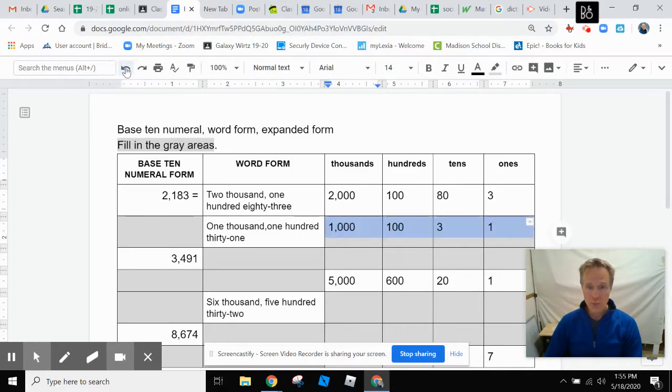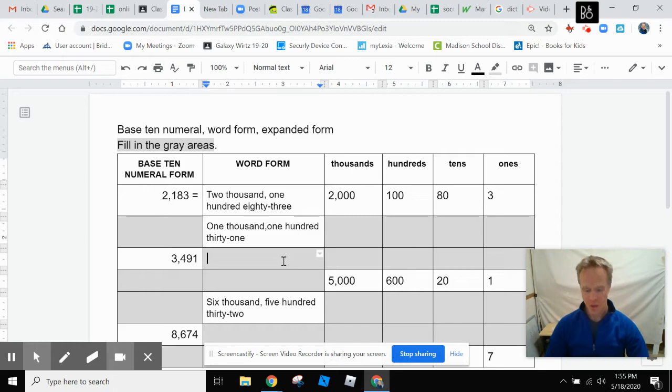1,131. Ooh, I should put those numbers back because that will help me. 1,131. That's it. I said it. I picture it in my head. I write the expanded form. I type the number. So over here, we have to say the word and then type the word.